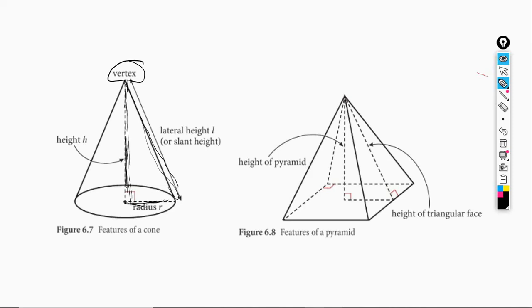But then we have the features of a pyramid. So the pyramid also has a height. Now the interesting thing about this pyramid, this is the square base pyramid, is that the height goes right to the center of that base. And you also have a right triangle pattern here as well, right? With the height, with this distance, and with the slant height, or the height of a triangular face.